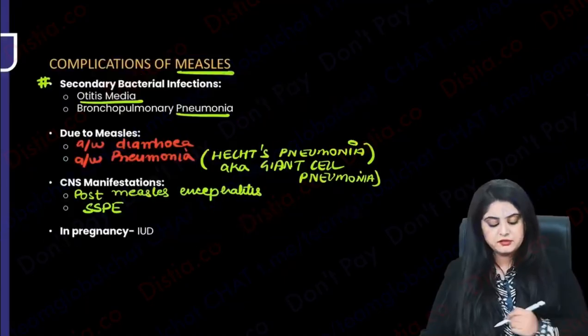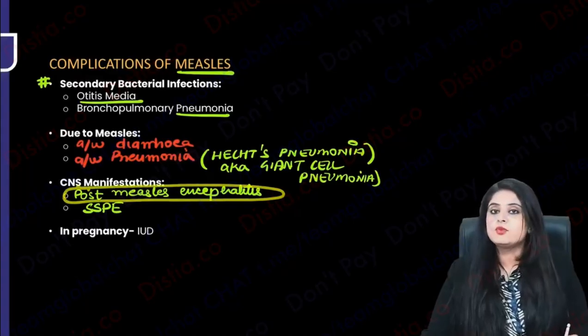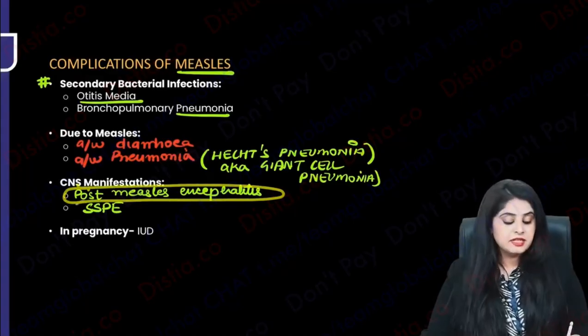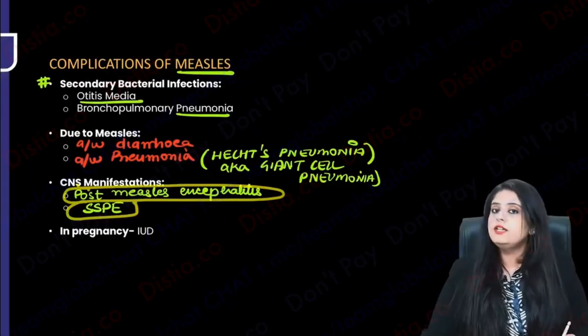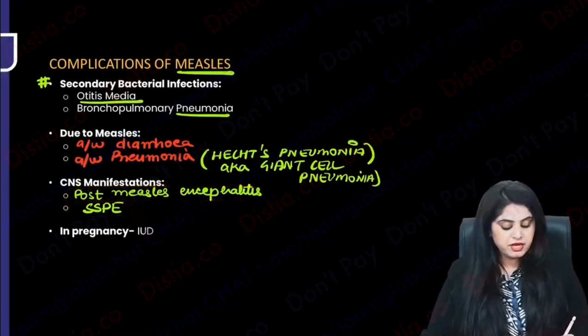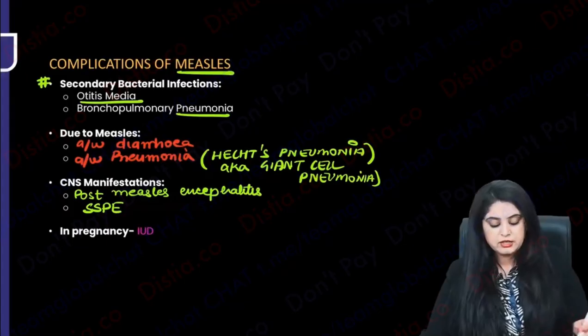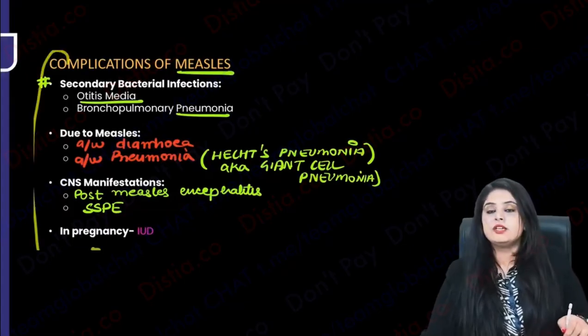So these were the CNS manifestations. If there are antibodies against myelin basic protein, it is post-measles encephalitis. Then there's a very late but a deadly complication called SSPE, which shows you deterioration of cognitive and motor functions. Of course, if it affects the pregnancy, there's going to be an effect on the child and it can result in intrauterine death also. So these are all your measles ke complications.